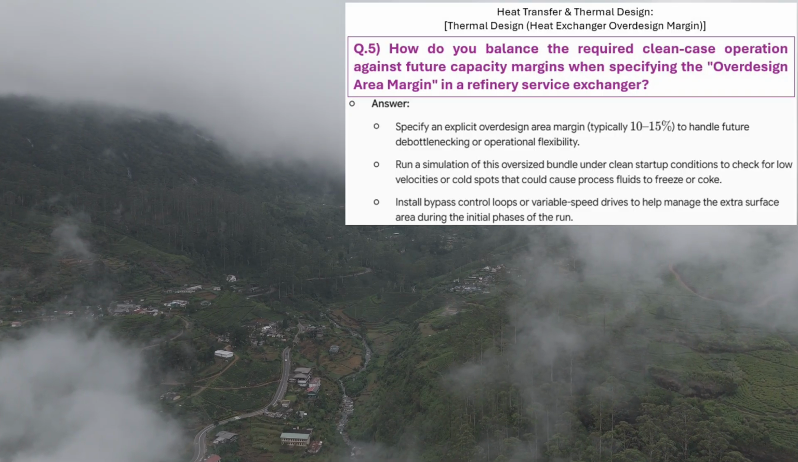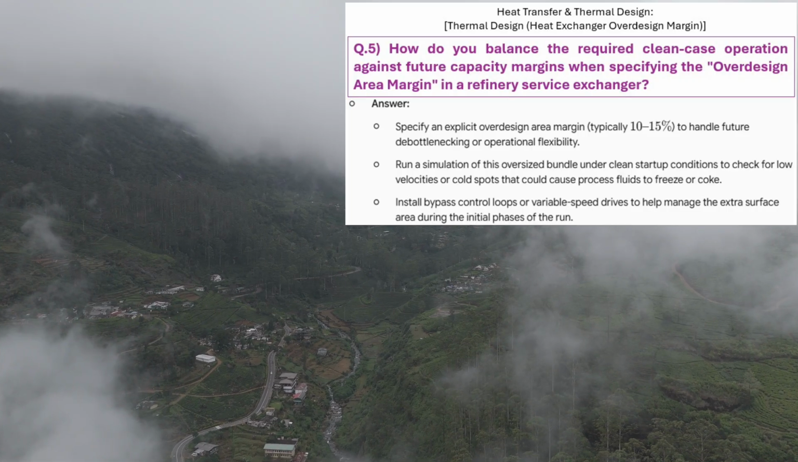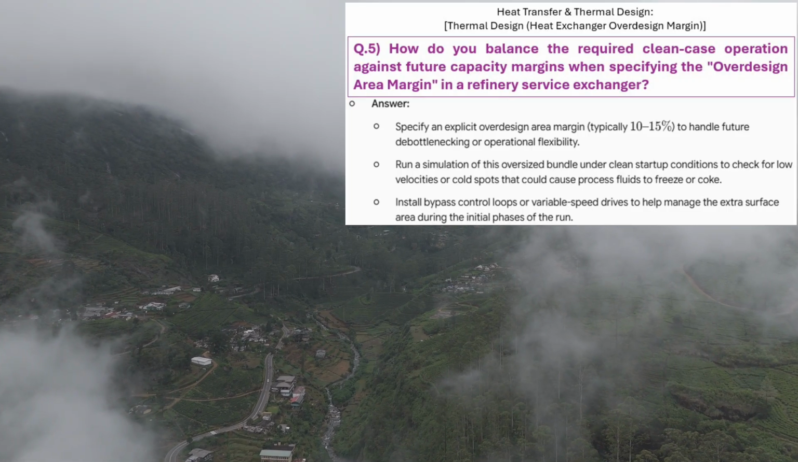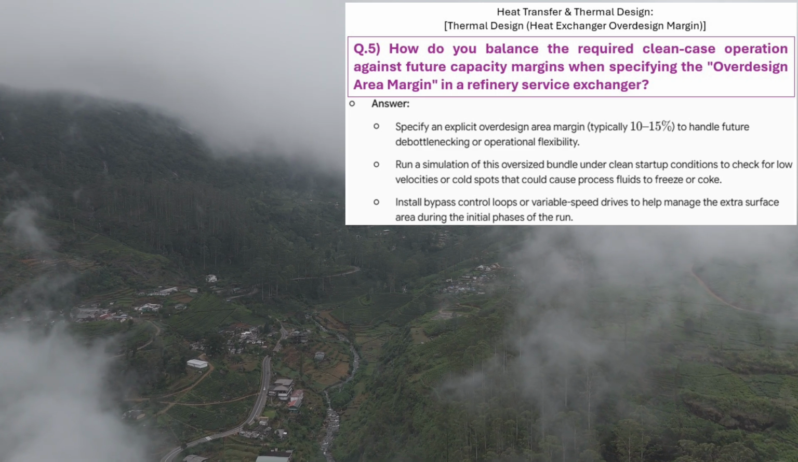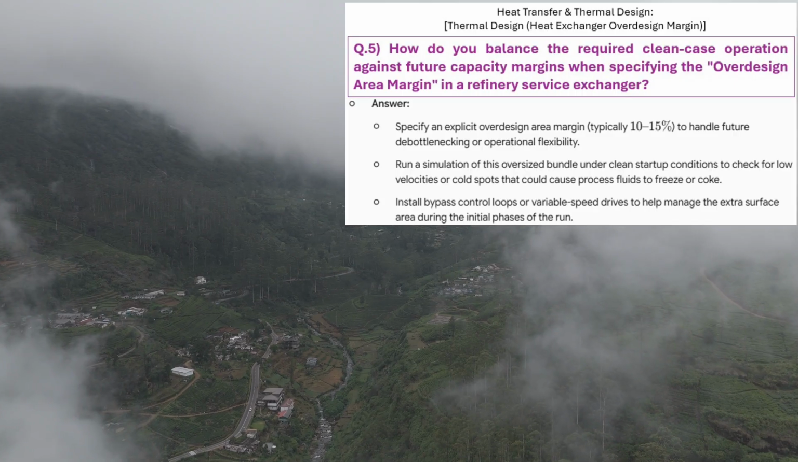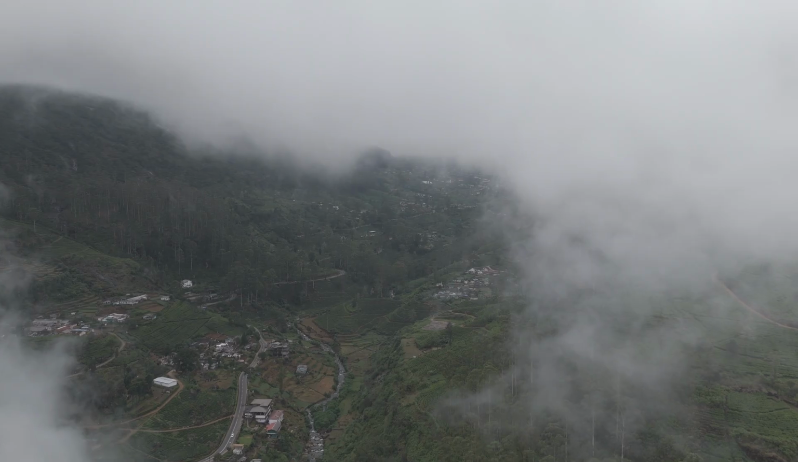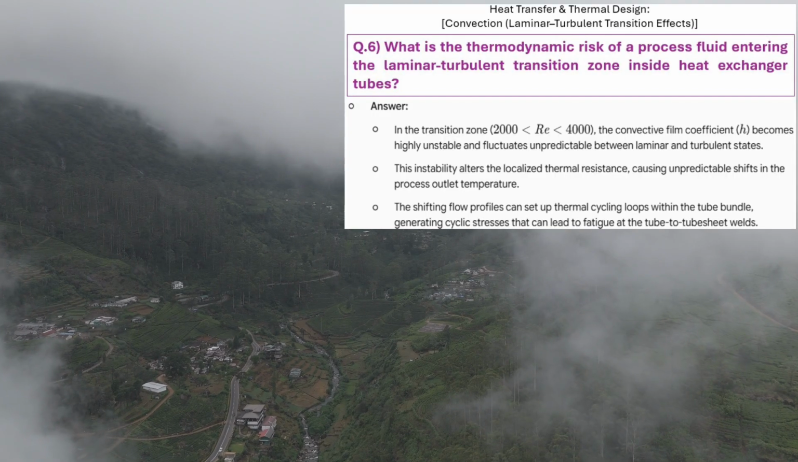Then you alter the bundle geometrically. You specify internal tube inserts like wire matrix inserts or twisted tapes. They artificially induce localized turbulence, ensuring the boundary layer remains aggressively sheared during the clean run. You bring up managing turn down and velocities. Let's delve into the thermodynamic chaos when those variables are poorly managed.